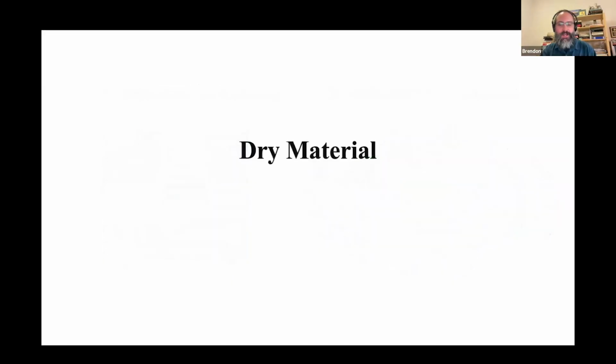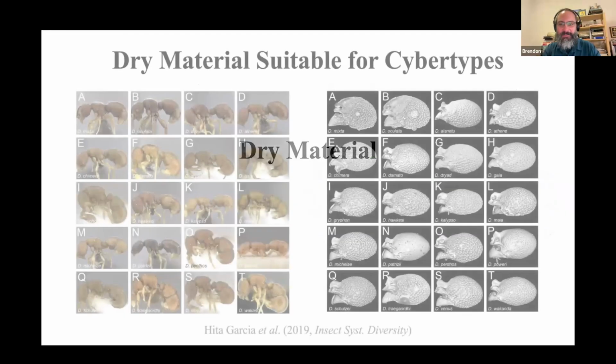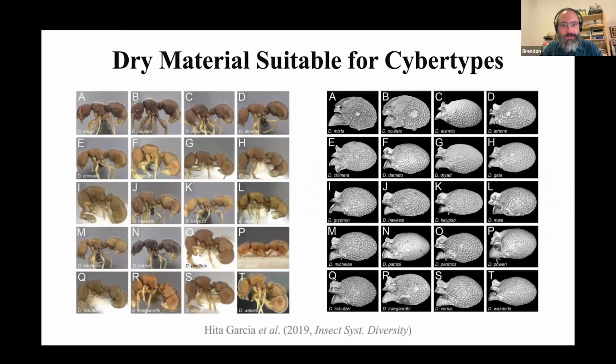So focusing on, excuse me. This is going to be a very interesting talk today. So dry material. Dry material is, as I mentioned, very easy. And I think the best application of dry material is for exploring the external morphology of specimens, but then also doing what we can legitimately call cyber typing.